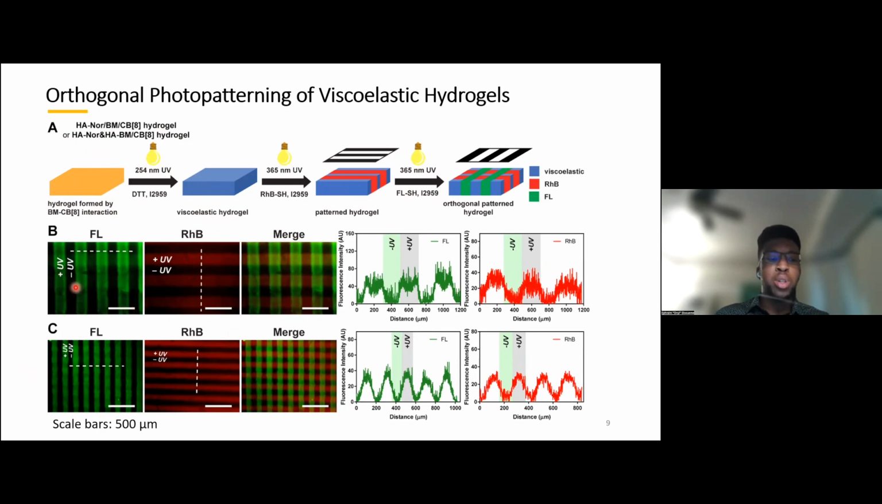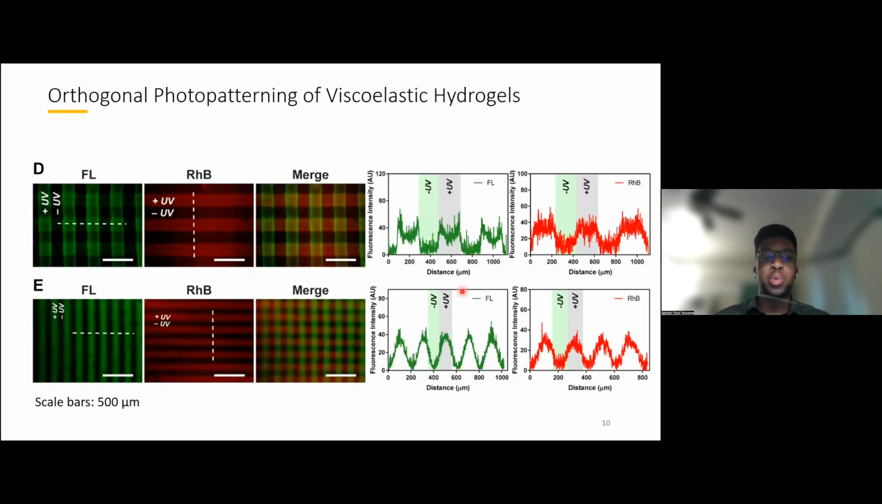We also did this with 200 micrometer stripes and 100 micrometer stripes. Then we used fluorescence intensity to quantify what we were seeing. This just further proves that we're able to spatially control where the viscoelastic and elastic parts of the hydrogel were.